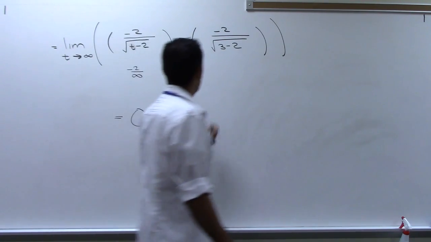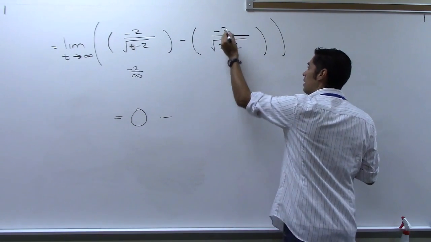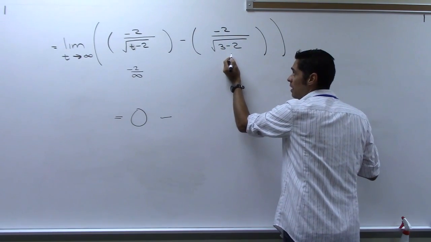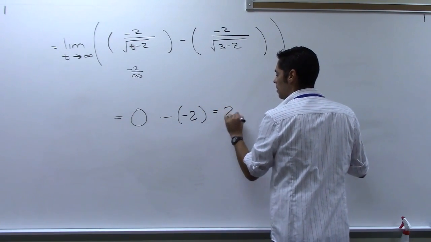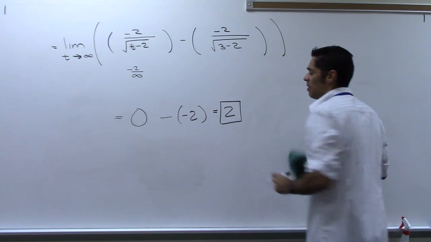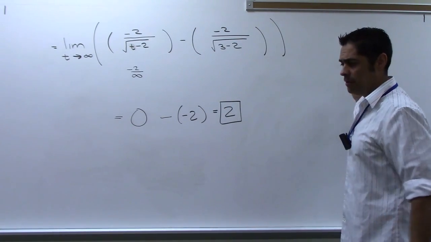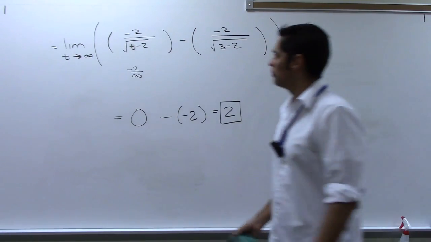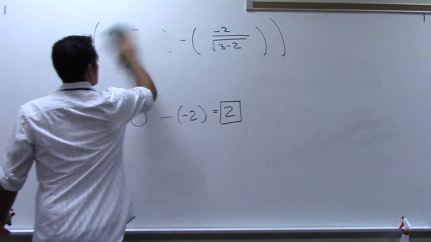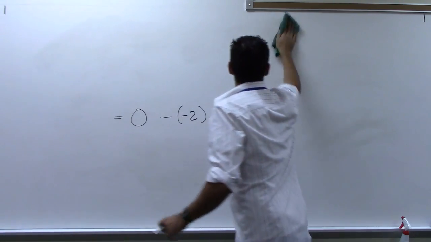Minus, now over here, 3 minus 2 is 1, square root of 1 is 1, -2 over 1 is -2, so I'm going to subtract -2, and so the result is positive 2. So the area underneath that curve from 3 over to infinity forever, that area is converging to 2. And that's it for that one. So now let's take a look at number 7.